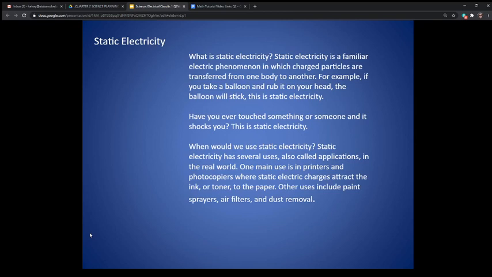Static electricity has several uses, also called applications, in the real world. One main use is in printers and photocopiers, where static electricity charges attract the ink or toner to the paper. Other uses include paint sprayers, air filters, and dust removal.